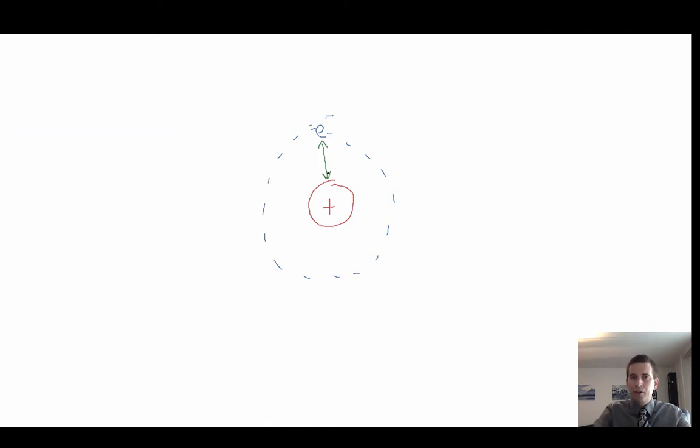So the magnitude of ionization energies mainly depends on the energy required to break this attraction. It's not quite as simple as this. There are some other factors, but we're going to look at them by looking at some examples. So let's start with hydrogen.